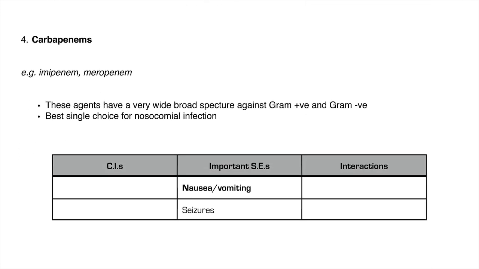Okay, so now carbapenems. Now these are drugs such as imipenem and meropenem. They're good agents. They have a wide, broad spectrum action against both gram-positive and gram-negative. And for this reason, these drugs are often used in a nosocomial type of infection. Most important side effects are nausea and vomiting with these drugs.